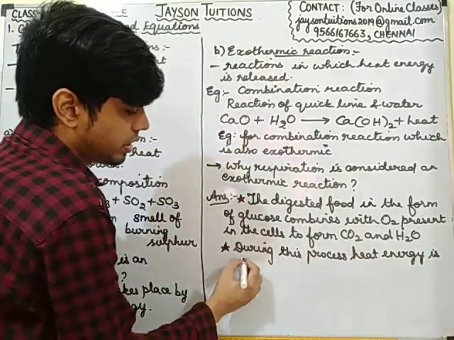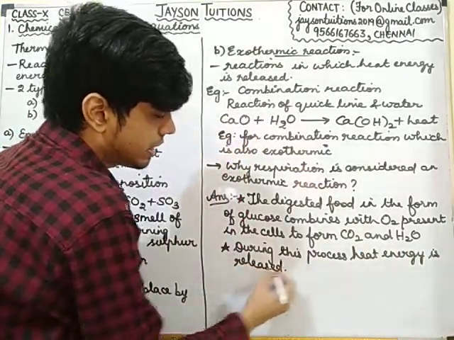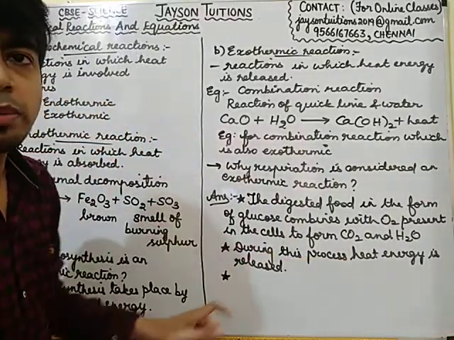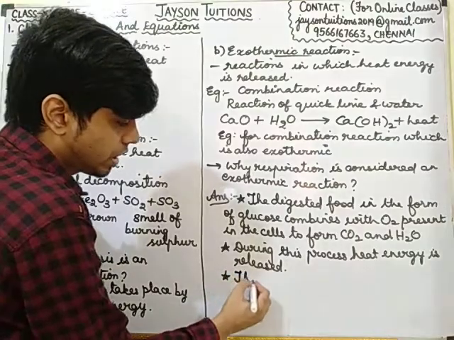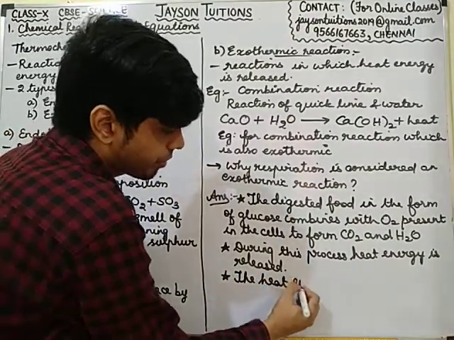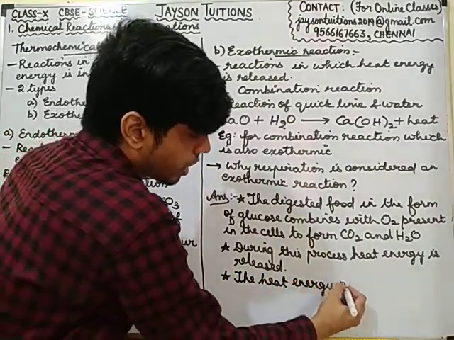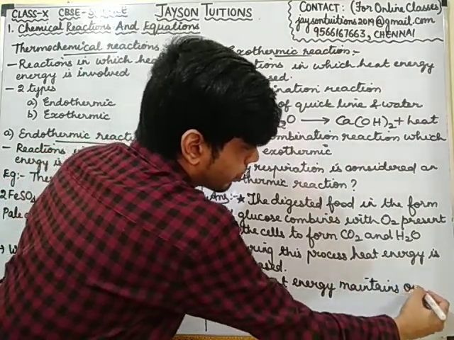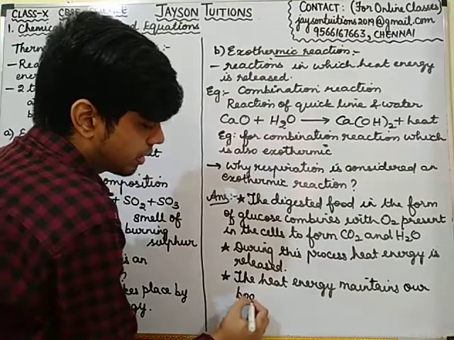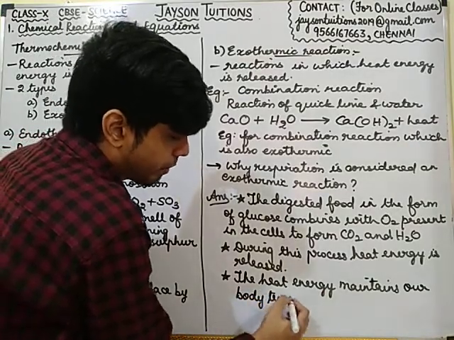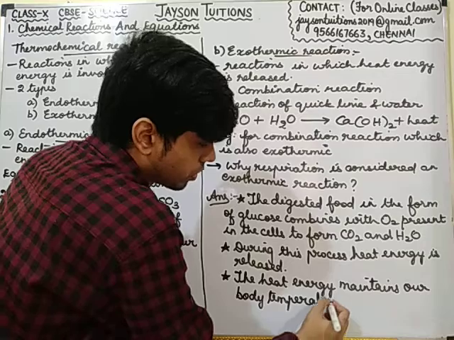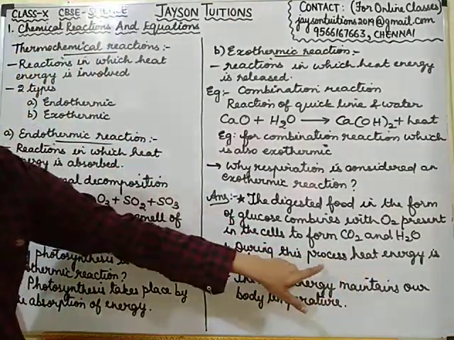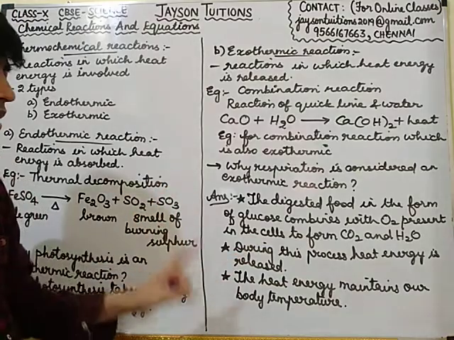Heat energy is released. So what is the use of this heat energy? It maintains our body temperature. Because of this release of heat energy, we will call it an exothermic reaction.